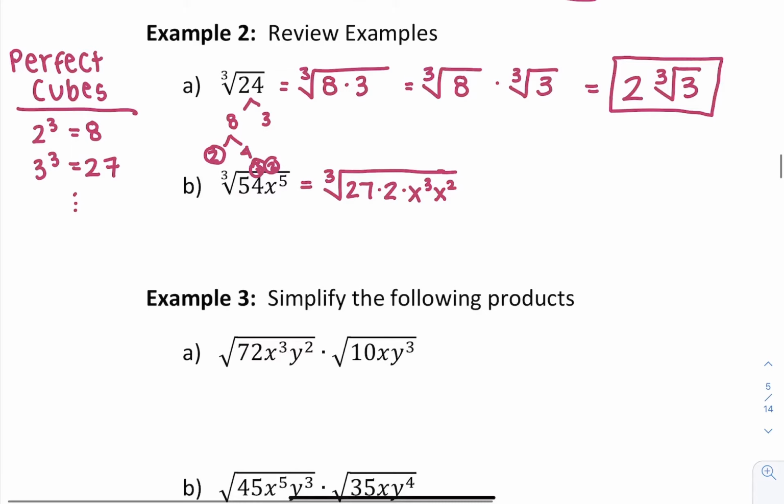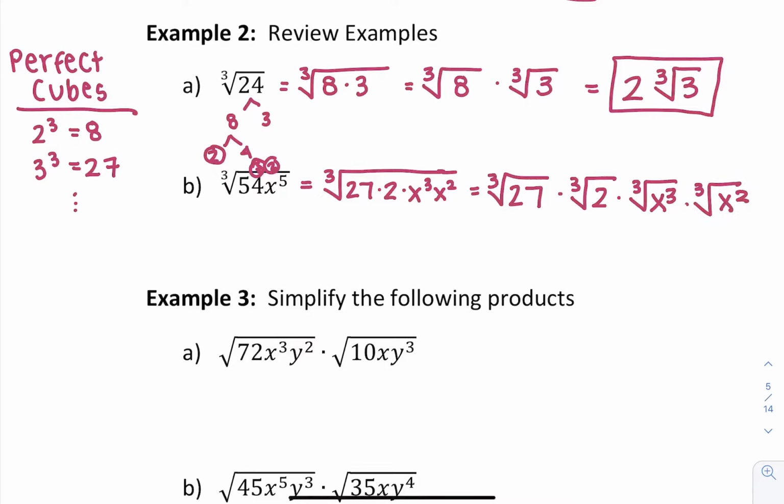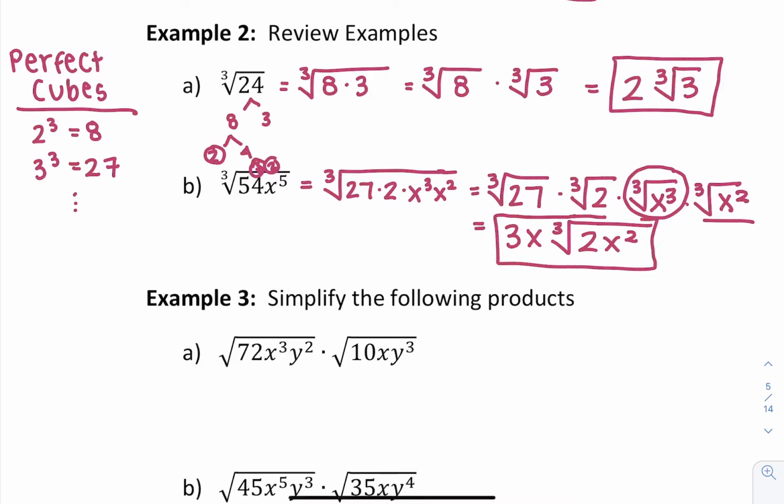Now I'm going to break this down into separate multiplication problems. You can skip this step once you feel comfortable and just do this by looking at each part individually. So this is 3. Now the cube root of x cubed, these cancel out, which is just x. Now we have 2 terms left over that can't be simplified, so I'll combine them again. And here is our final answer.